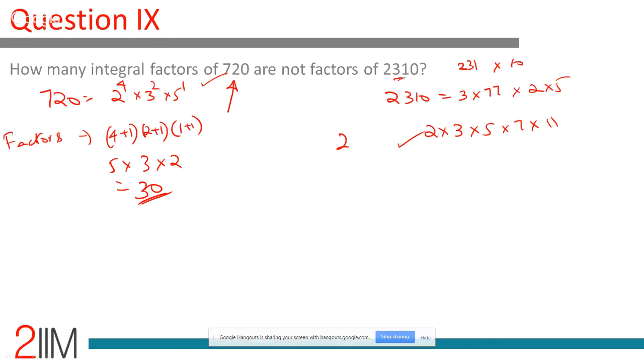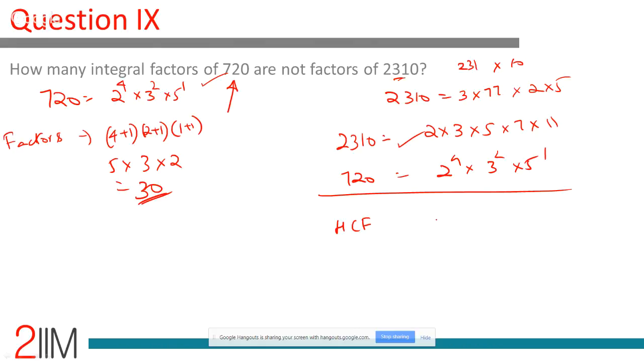Our 2310 is this number. 720 is 2 power 4 into 3 square into 5. Again, find the HCF. HCF is 2 into 3 into 5. All factors of this HCF will be factors of 720 and 2310. Therefore, if we remove all of them, we get what we are looking for. So HCF is this. Number of factors of HCF is 1 plus 1 into 1 plus 1 into 1 plus 1. Or there are 8 factors that are common to both of these.